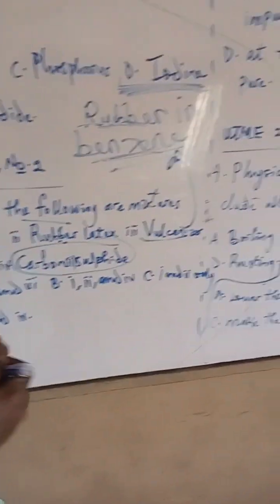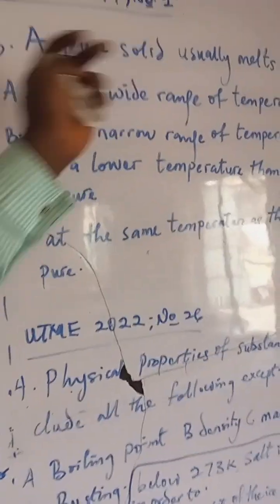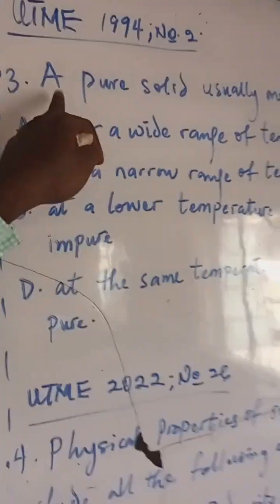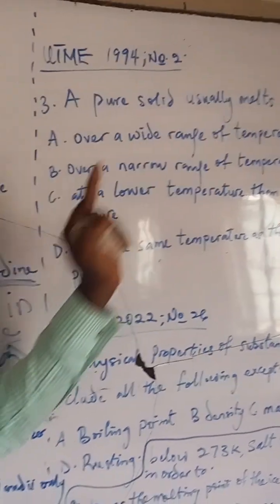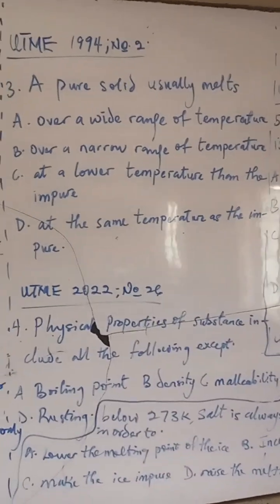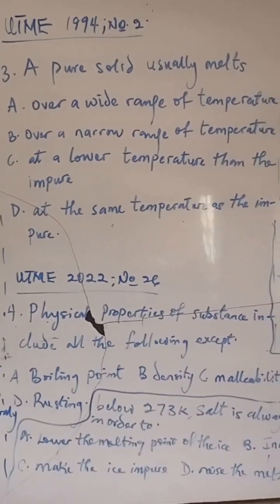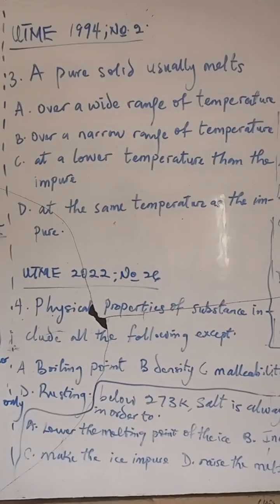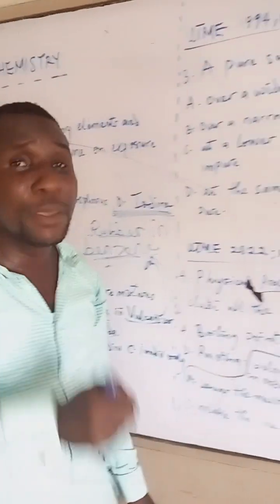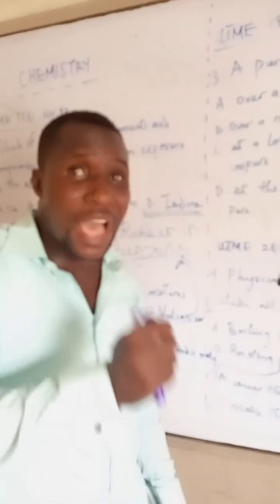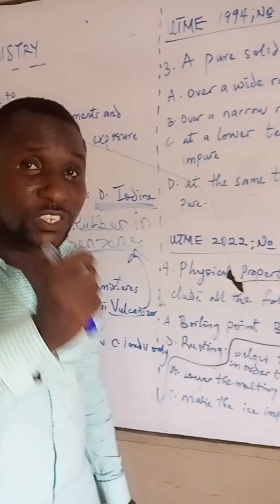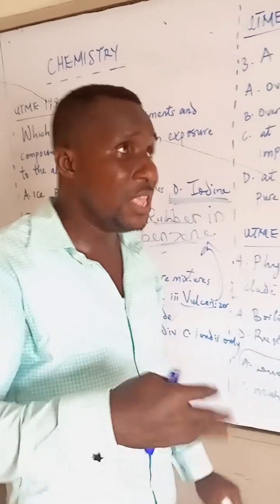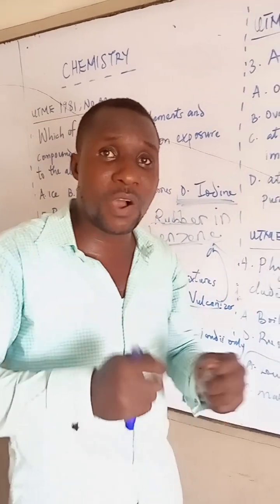Let's go to the third question. This one is picked from 1994, number 2. The question is, a pure solid usually melts. Don't forget, when a substance is pure, the substance will have constant boiling and melting point. When you have a pure substance, the substance will have a sharp or constant melting or boiling point. Melting and boiling point will be constant. That means very sharp. A pure substance has constant or sharp boiling and melting point.